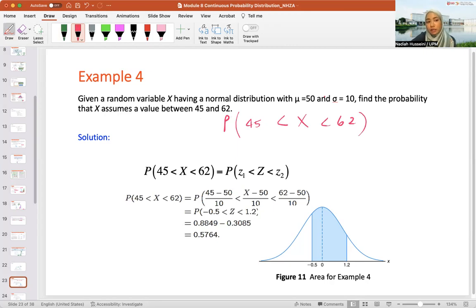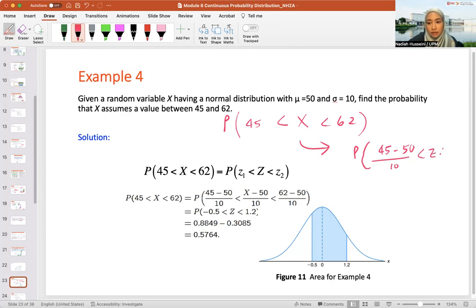We want to find X between 45 and 62, and we are trying to find the probability. But we cannot find the probability unless we use our calculator and integrate, and we don't want to do that because there is an easy way to do this, which is transformation into Z. If I transform this into Z, I just have to find the probability from the table. So 45 minus the mean, which is 50, divided by the standard deviation, which is 10.